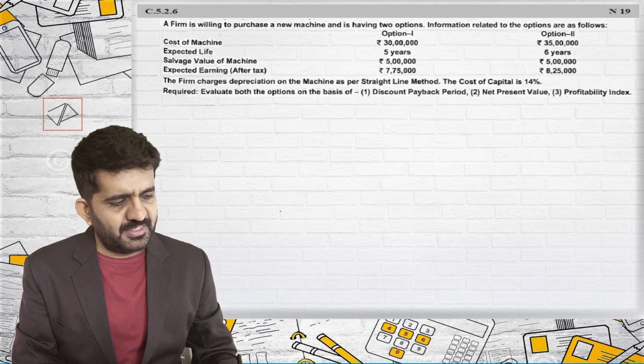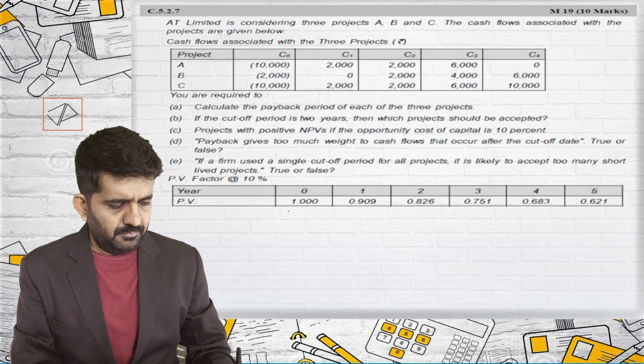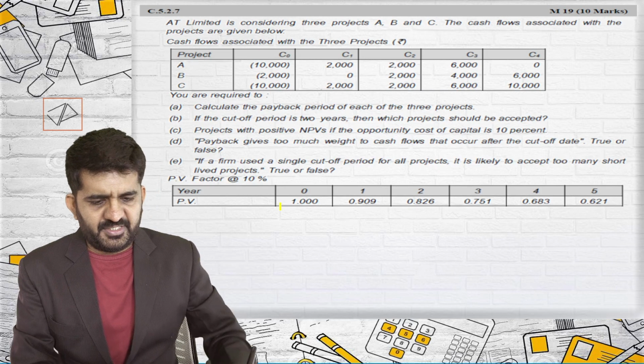Next question, 5.2.6, similar type of question. You should be able to do it. We are going to 5.2.7.